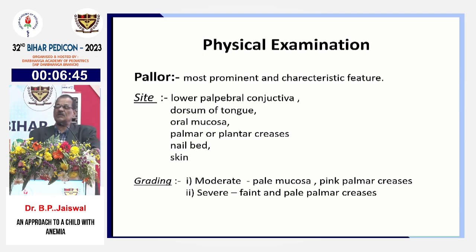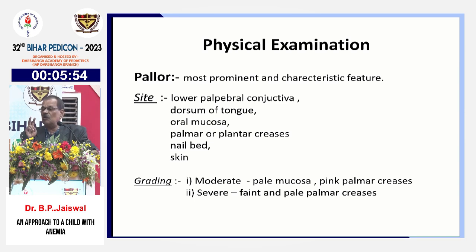Now, physical examination is very important because many a time your clinical acumen will lead you to the diagnosis, and then you will confirm the diagnosis by investigation. You shouldn't rely always on the investigations. Therefore, pallor is the most common, prominent and characteristic feature. Let me remind you of the sites for seeing pallor: lower palpebral conjunctiva, dorsum of tongue, oral mucosa, palmar and plantar creases, nail bed and skin. These are the common sites that you should look at for evaluating anemia.